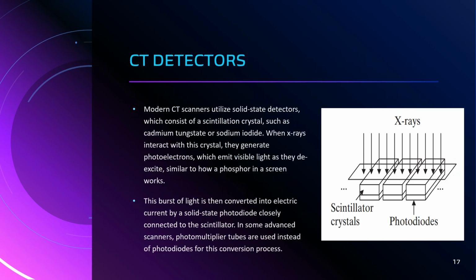Now coming over to the CT detectors. Modern CT detectors utilize solid-state detectors, which consist of scintillation crystals such as cadmium tungstate or sodium iodide. When X-rays interact with this crystal, they generate photoelectrons, which emit visible light as they de-excite, similar to how a phosphor in a screen works. This burst of light is then converted into electrical current by a solid-state photodiode closely connected to the scintillator. In some advanced scanners, photomultiplier tubes are also used instead of photodiodes for this conversion process. This can be seen in the following diagram.